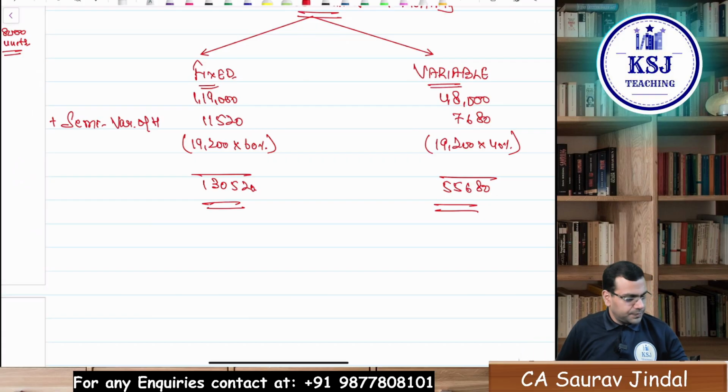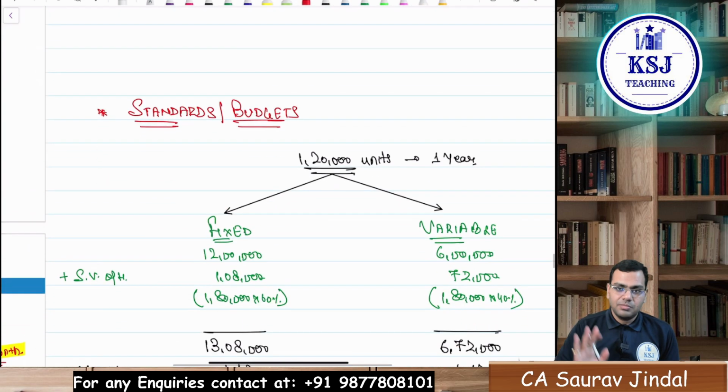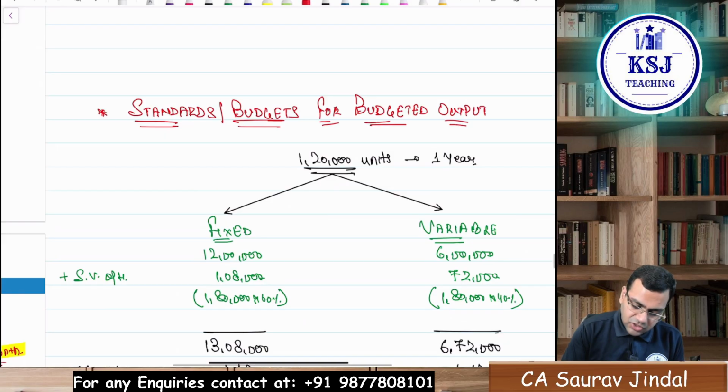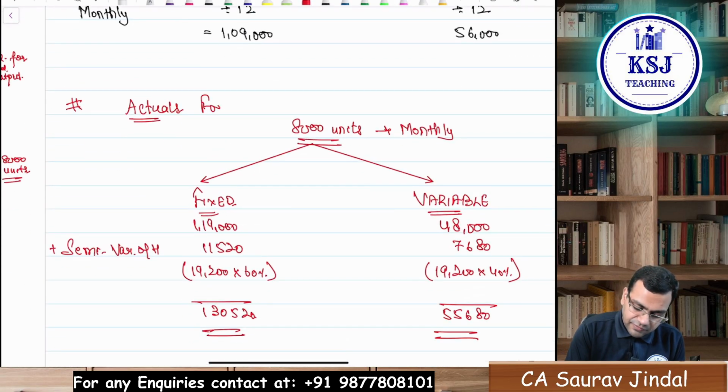Okay. Now, what should be done? How to calculate it further? What else do we require? The next very important thing that we need is the standards for the actuals, isn't it? We calculated the standards or budgeted for standard output. This is for budgeted output, isn't it? We have calculated the actuals for actual output.